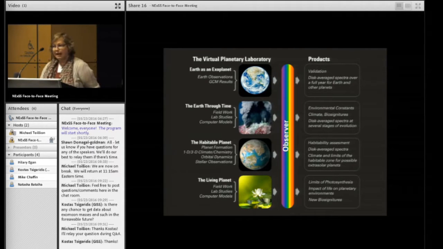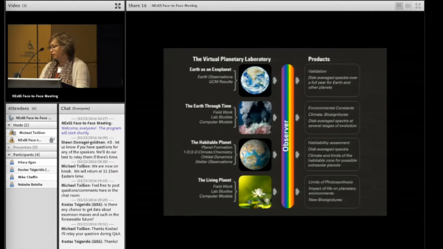The habitable planet task is more of a modeling task, and it looks at the interaction of the star, planet, and planetary system and how those interactions actually affect whether or not a planet is more or less likely to be habitable. The living planet is where our biologists get into this full scale. That involves fieldwork, laboratory studies, and computer models looking at what gases life might produce, how those gases might in fact impact the planetary environment, and also looking at surface reflectance signatures and so on. So that's really the biosignatures on a planetary scale task.